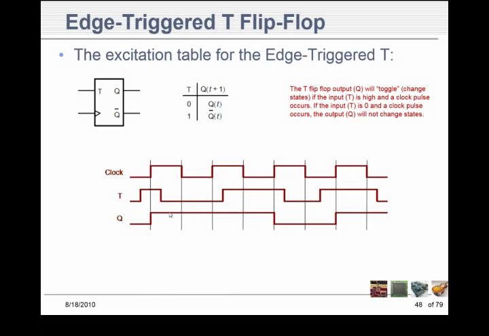Okay? So here's one. It shows positive edge triggered because this is a triangle with no bubble on it. T is 1, so Q toggles. Goes from 0 to 1. The next time I have to look is right here where the clock goes high. And at that time, T is 0, so it doesn't change. So I can draw a line all the way over to the next time that we get a positive edge clock. At that time, T is 1, so it toggles.